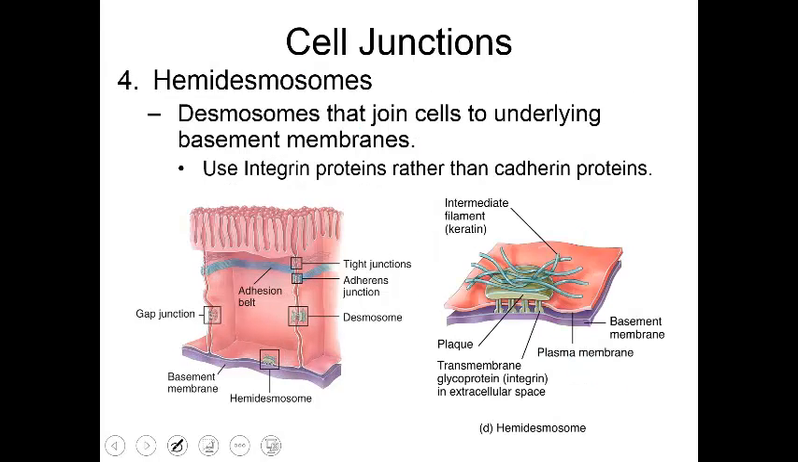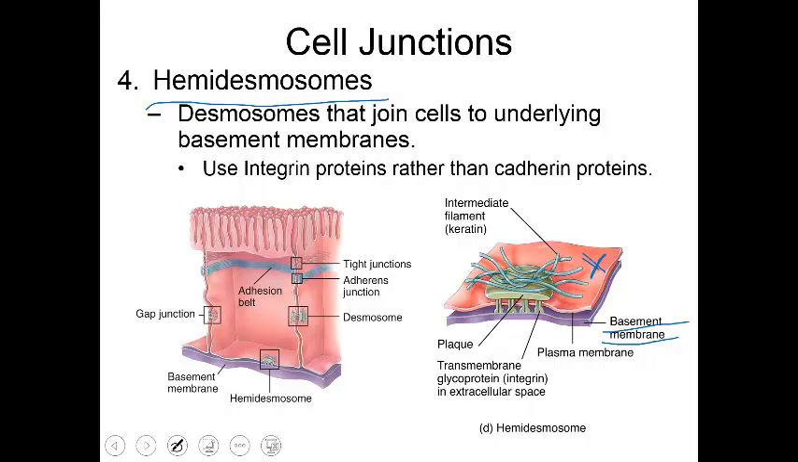The next junction that we are going to go over is called a hemidesmosome. Anytime you have the word hemi or demi, it refers to half. Now a hemidesmosome is half of a desmosome. Now instead of binding the plasma membrane of one cell to the plasma membrane of another cell, a hemidesmosome is going to bind the plasma membrane of one cell to something known as the basement membrane. The basement membrane is a membrane that separates epithelial tissues from connective tissues.